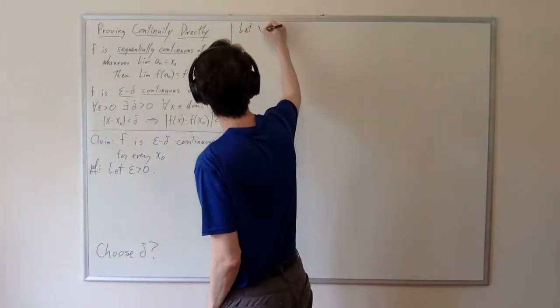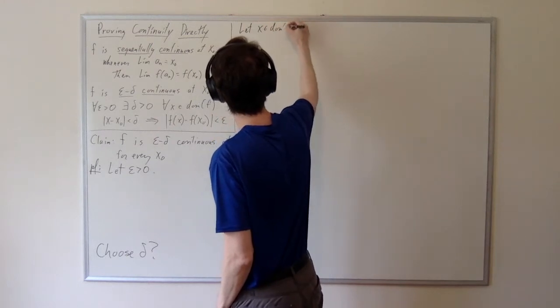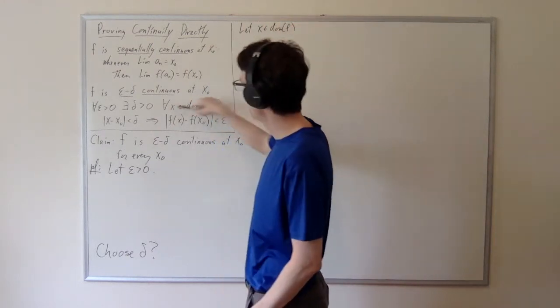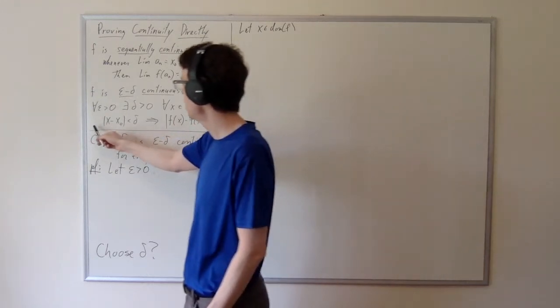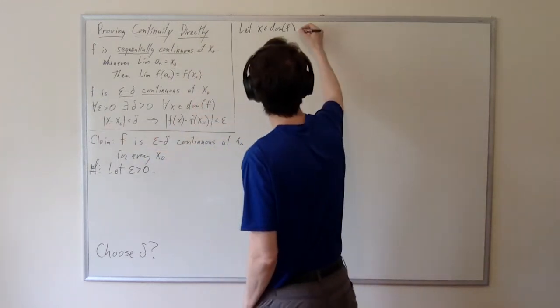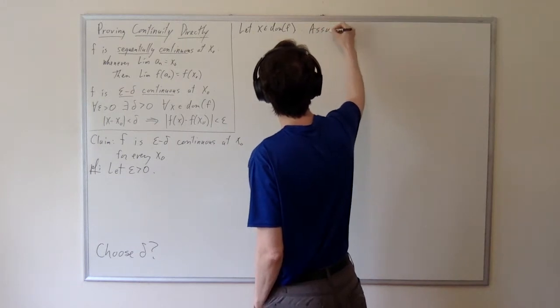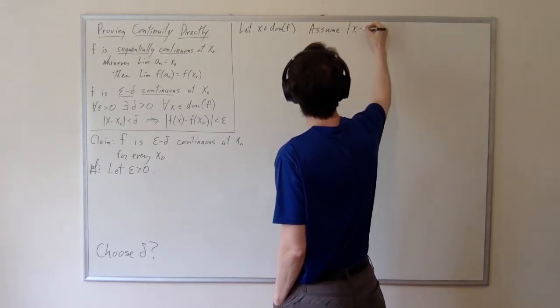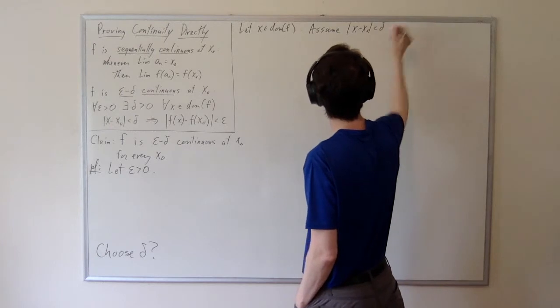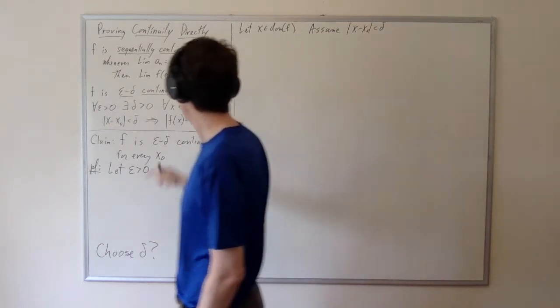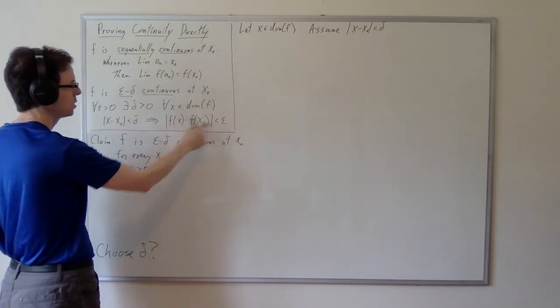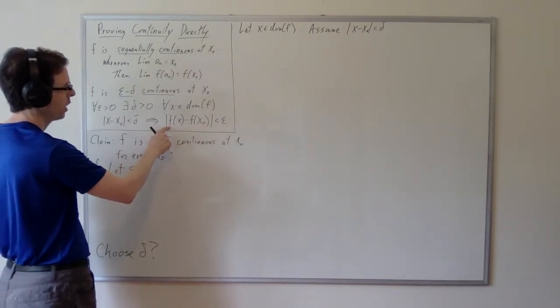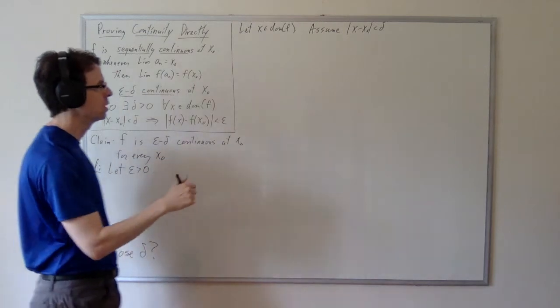We need to let x be arbitrary in the domain of f, right? That's the only way we're going to prove something about for every x in the domain of f. And then it's clear what we need to do with x. We need to assume that the absolute value of x minus x naught is less than delta. Okay, and now it's clear that we need to address this inequality, and this is going to be the crux of it. We need to show that the absolute value of f of x minus f of x naught is less than epsilon.